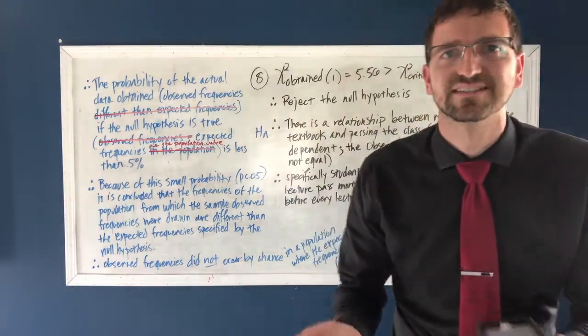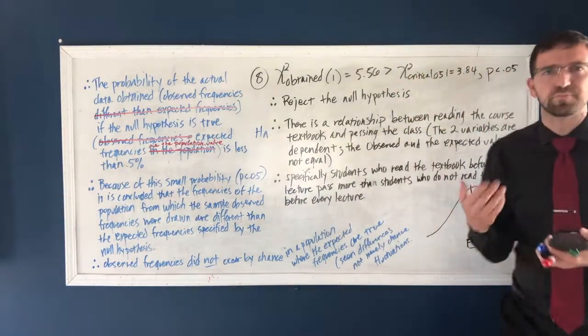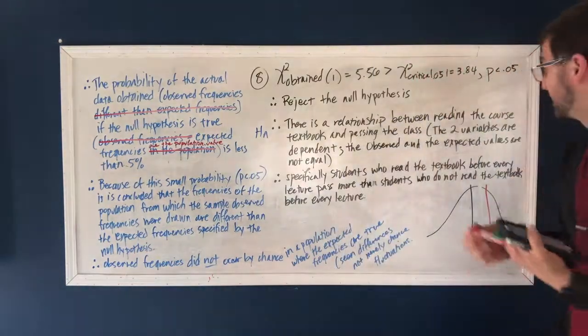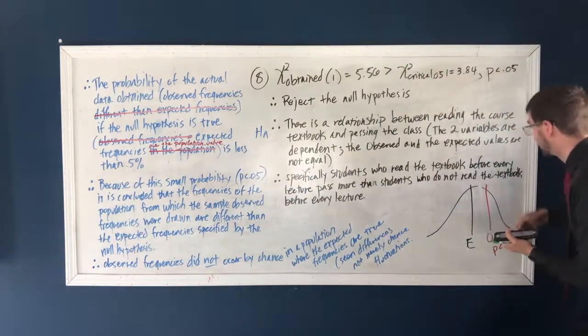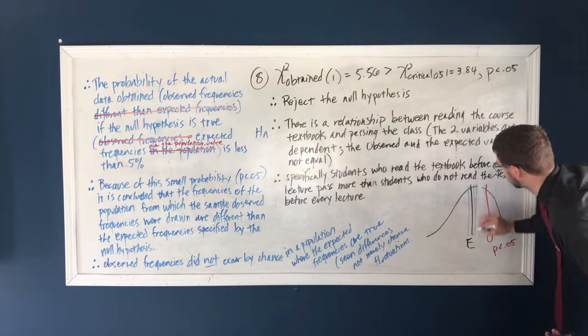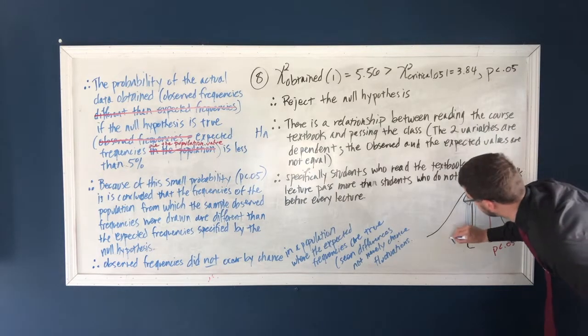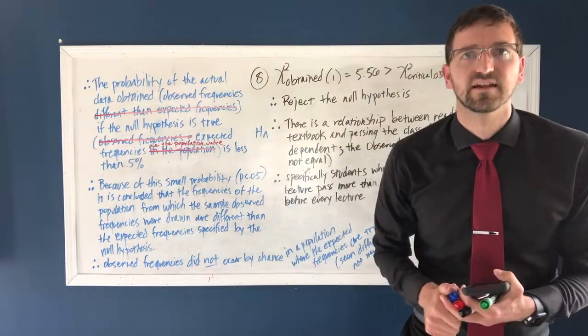Chance fluctuations, again, are known as sampling error, right? So if we sampled from a population where those expected values are true, we would get values all around this expected value. Okay? So our observed values would be a lot closer to the expected values. P is greater than 0.05. But that's not what we got. Okay?